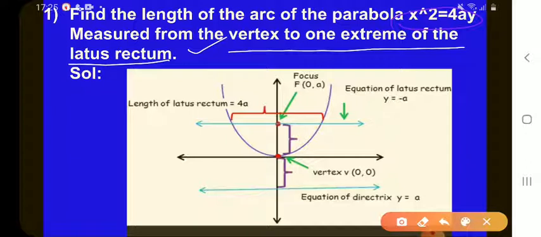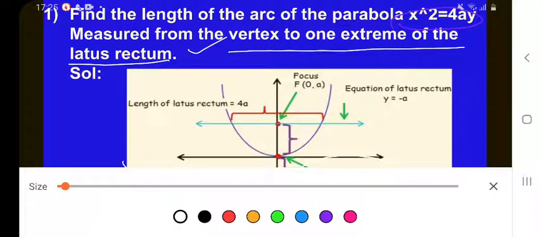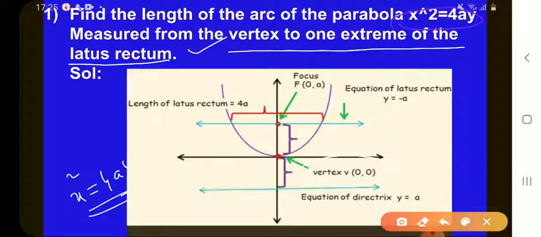This is the graph of the given parabola x square equals 4ay. What is the vertex here? The vertex V is 0 comma 0. What is the extreme of the latus rectum here? This is the latus rectum. One extreme we call B. We have to find the length between V and B. This is the vertex V and this is one end of the latus rectum B.